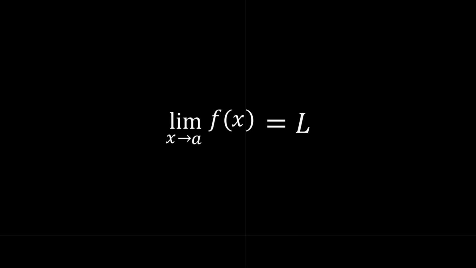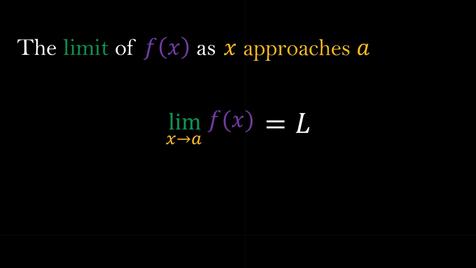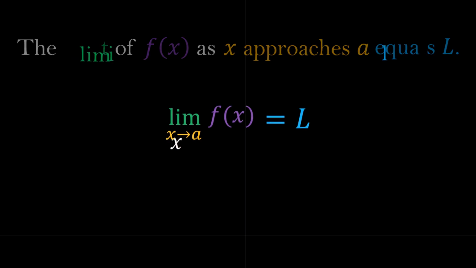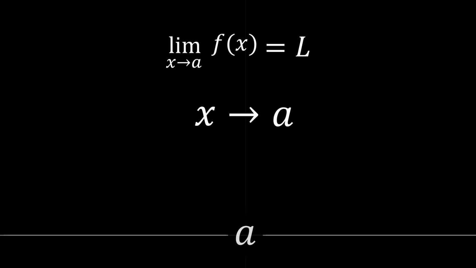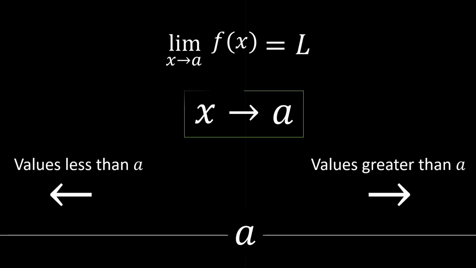Let's examine this notation. If we were to read what this says, it would read, the limit of f of x as x approaches a equals L. Now let's look at the notation showing that x approaches a. With this notation, limits are evaluated as the variable approaches a value from both sides. Imagine a number line at some number a. If we look at the statement x approaches a, this would mean that x is approaching a from both the left and the right.